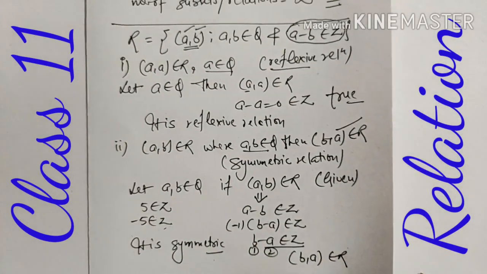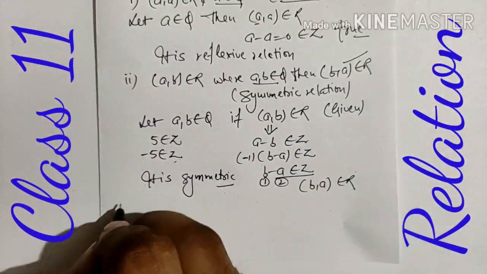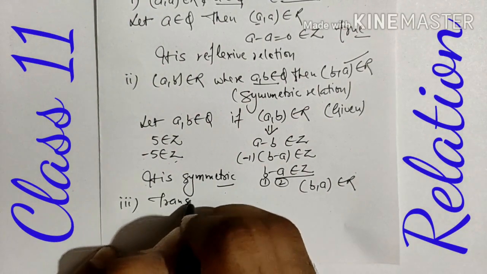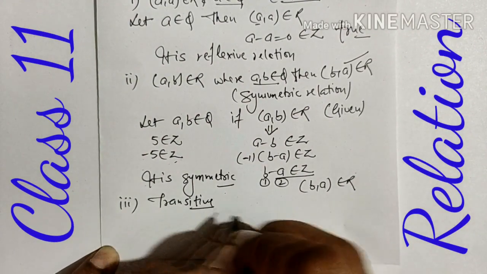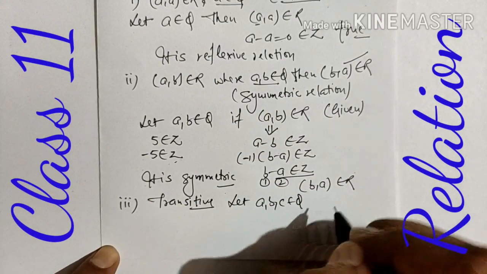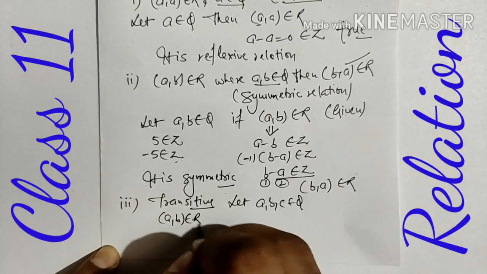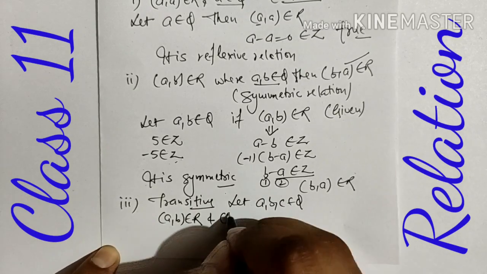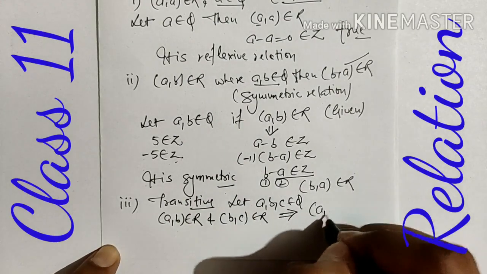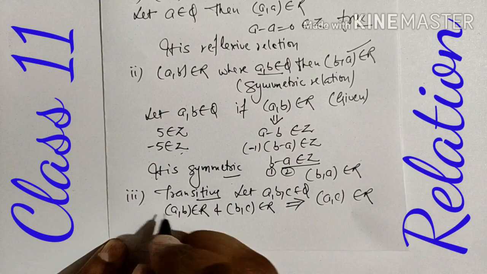It is true. Now we are moving to the third part, which is known as transitive relation. In this there are three elements belonging to Q. We are given that (a, b) belongs to the relation and (b, c) belongs to the relation. We have to prove (a, c) belongs to the relation, meaning the common member is removed.